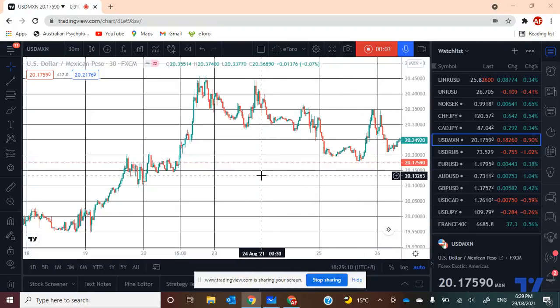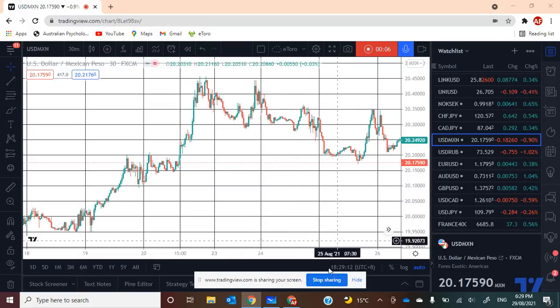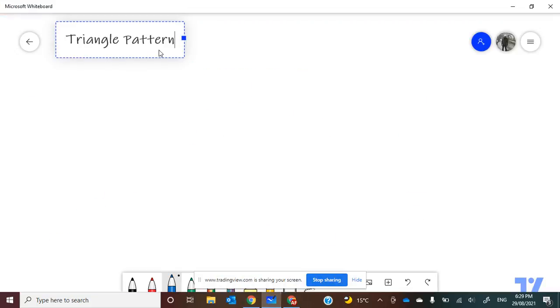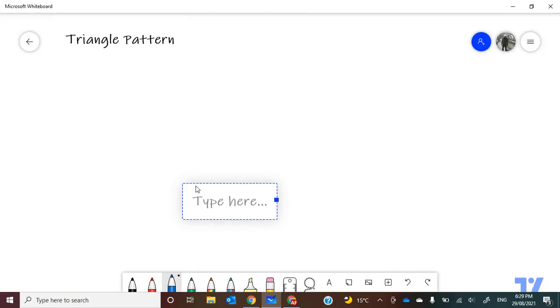Today I want to talk about another pattern called triangle pattern. Triangle pattern is very useful and actually I'm a fan of this one as well. We have three different types of triangle patterns which we're going to cover in this video. So the first one is the symmetric.